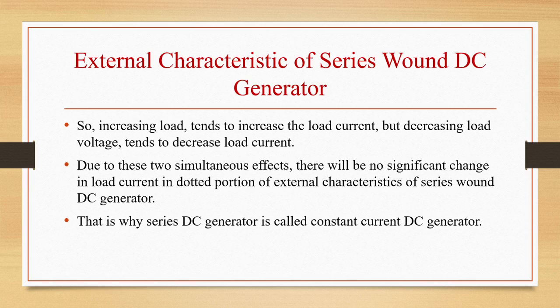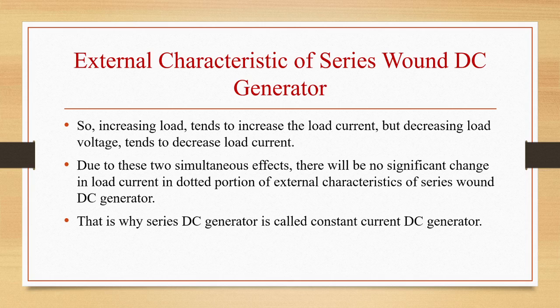What is happening? As the load is increased, load current is increased, but voltage is decreased, and because of that, load current is decreased. Due to these two simultaneous effects, there will be no significant change in load current in the dotted portion of the external characteristics of the series wound DC generator. That is why the series DC generator is called a constant current DC generator. So it is getting neutralized, and there will be no change in the value of the current or voltage.